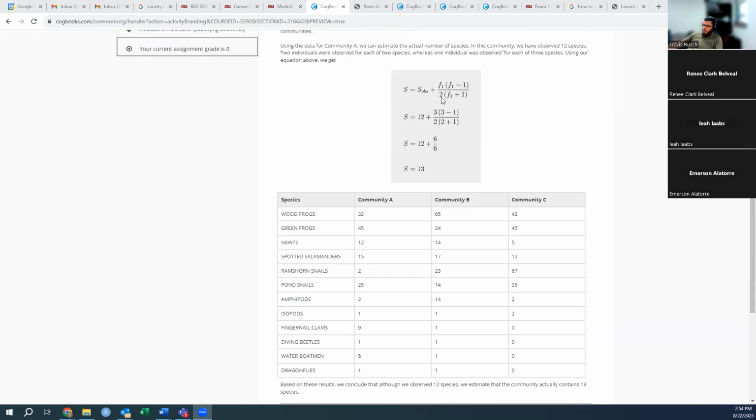And this 2 that's already in the formula, that's just part of the formula, like -1 plus 2. That's just part of how they originated the calculus. And then you plug the numbers for species observed, F1 and F2, and we can do the arithmetic, and we would estimate that there's actually 13 species in community A, even though we only observed 12. And why would we estimate there are more than the species observed? What would be some reasons for that?